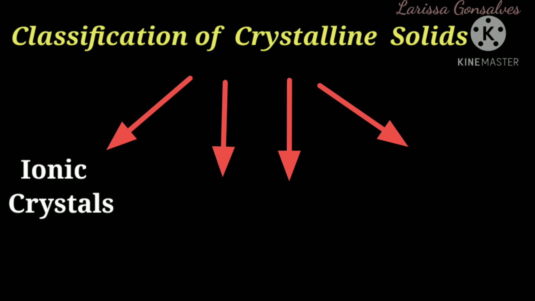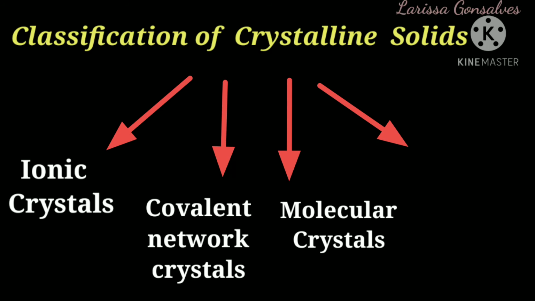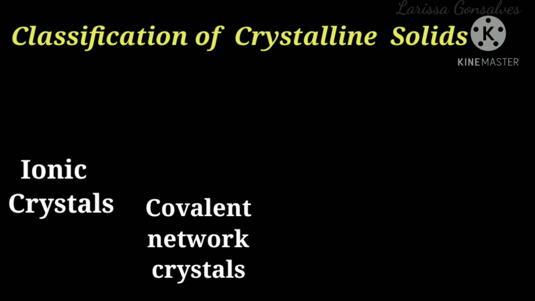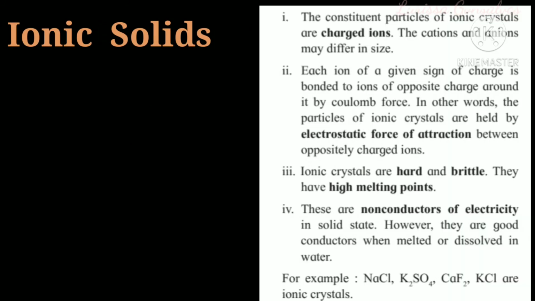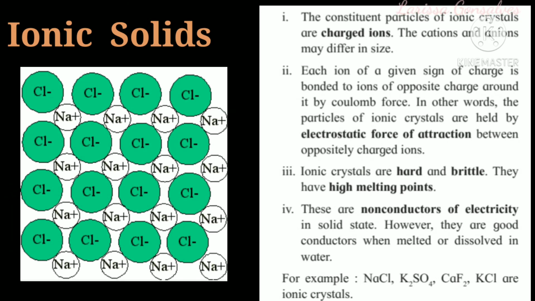Let us now study the classification of crystalline solids. Crystalline solids are classified into four types, namely ionic crystals, covalent network crystals, molecular crystals or solids, and metallic solids. First are the ionic crystals. Ionic solids have the following characteristics. The constituent particles of ionic crystals are charged ions, which means they have cations and anions. So cations are the ones which have positive charge and anions are the ones which have negative charge. And the cations and anions differ in size, so they won't be similar in size.